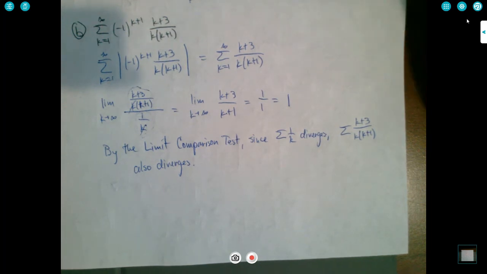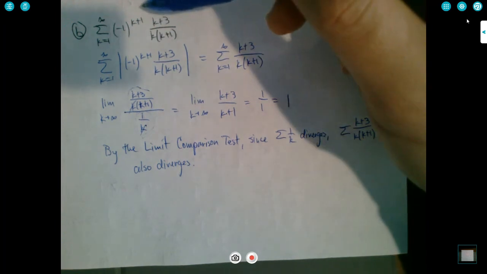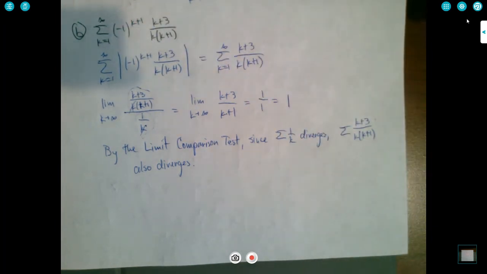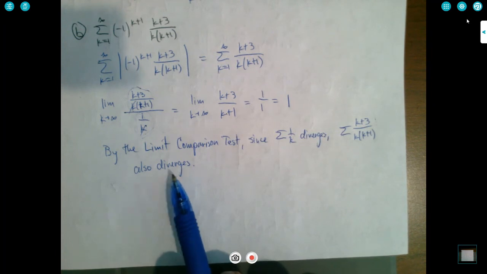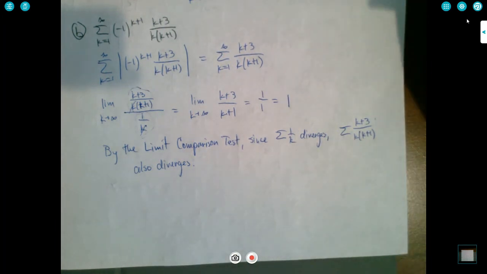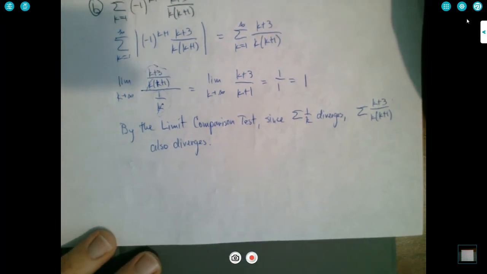Well, all right. So that just means we have more work to do, because this was not our original series. This was our original series. It was alternating. So now we have to apply the alternating series test. We know that this thing does not converge absolutely, but it could converge conditionally. And so to see if it converges conditionally, we need to apply the alternating series test.